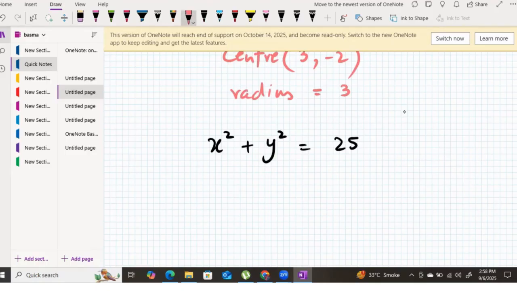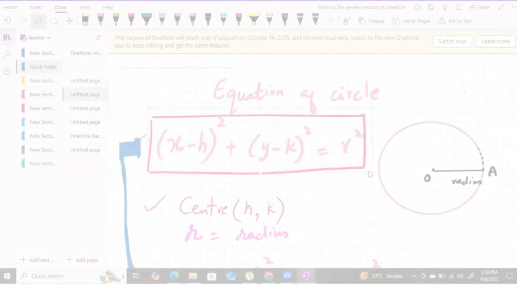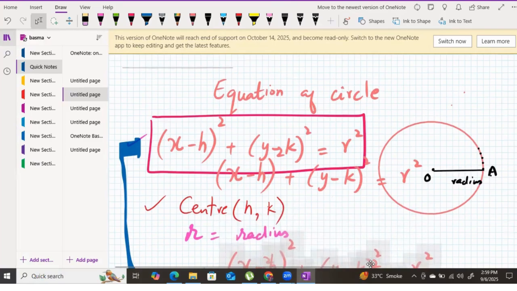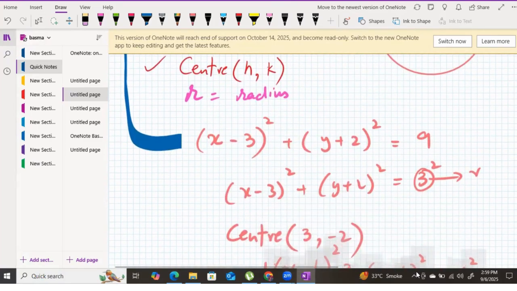We can write x square as (x minus 0) whole square and y square as (y minus 0) whole square equals 25, as the square of 5. Okay, now it is completely like the general equation for a circle, as you see on the top. Now you can compare it with the general equation of a circle.